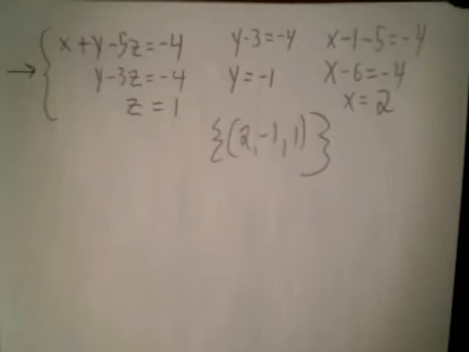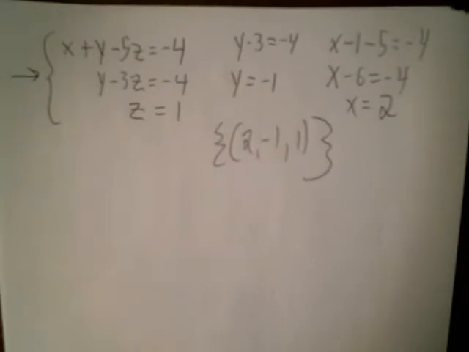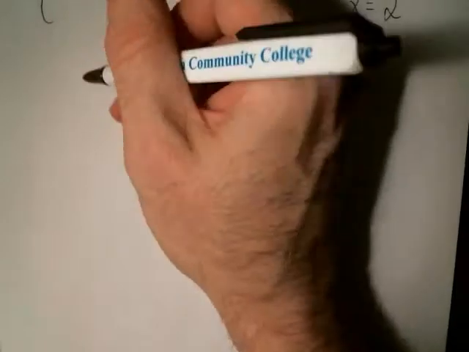Okay? Okay, so that was the Gaussian elimination. Let's take a look now at Gauss-Jordan elimination.